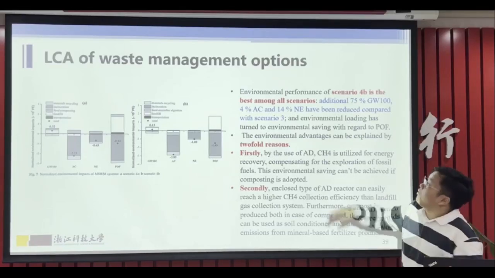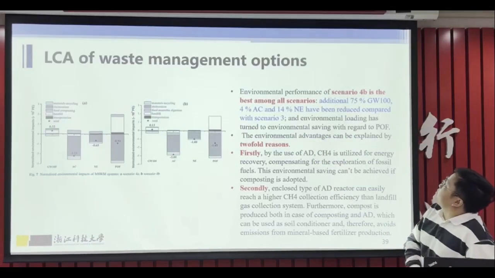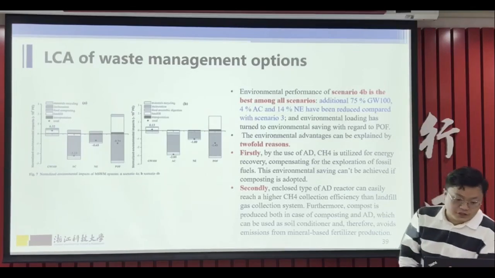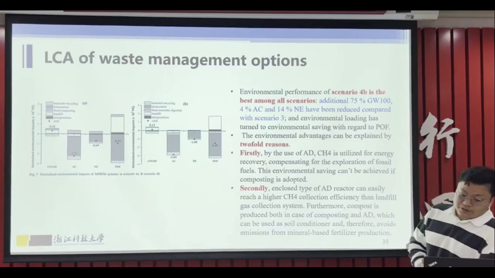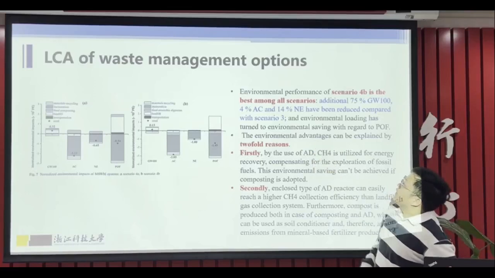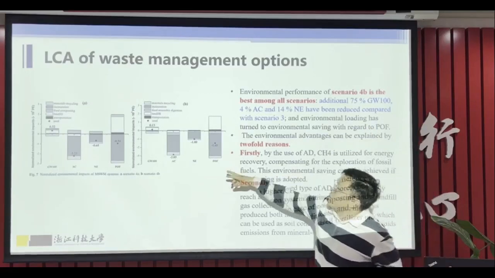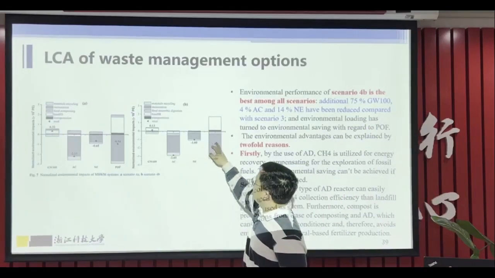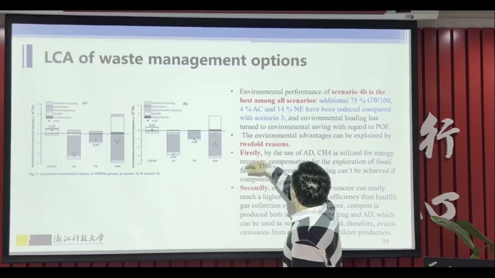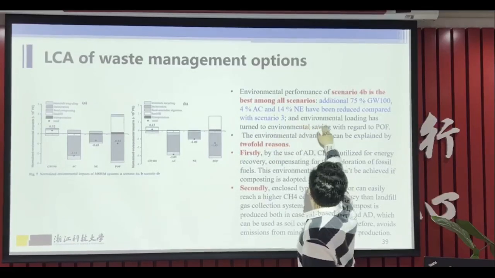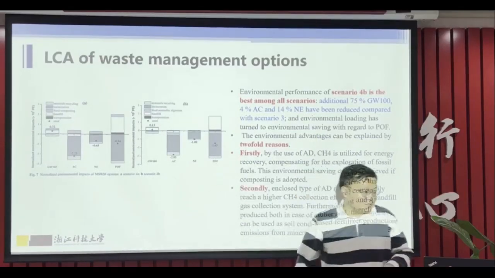is the best among all the scenarios, which means an additional 75% of global warming potential, 4% of acidification, and 14% of nutrient enrichment have been reduced compared with scenario 3, and the environmental loading has turned to environmental savings with regard to POF. So in scenario 4B, the environmental impact of POF turned from loadings to savings, which is very important.